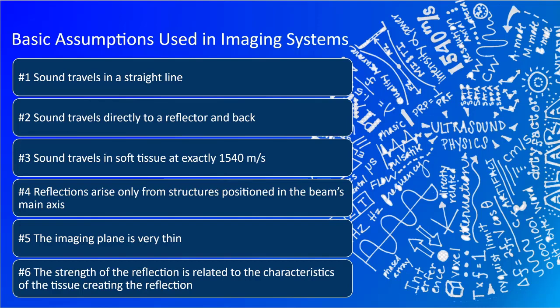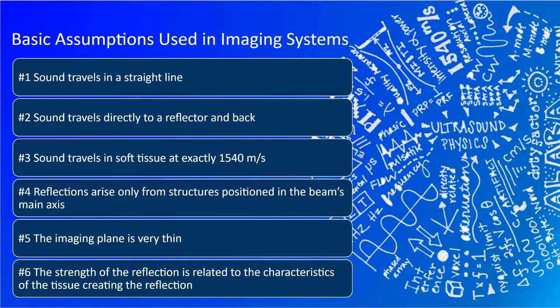Number 5 then is that the imaging plane is very thin. When we talked about elevational resolution, we discussed the idea that when you think about ultrasound, you think about these really, really thin slices, but there is actually some width to the beam. And because of that, we get some extra information from above and below the area that we are intending to look at. And so the ultrasound machine assumes that we're not getting that, and if this assumption is broken, we'll see artifacts. The last one then is that the strength of the reflection is related to the characteristics of the tissue creating the reflection.